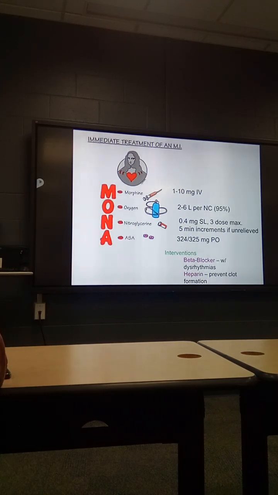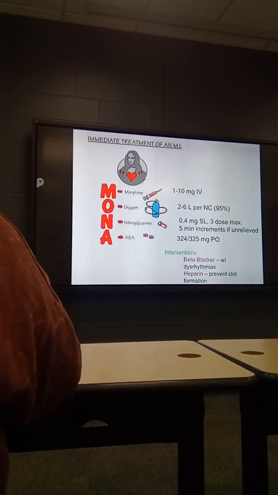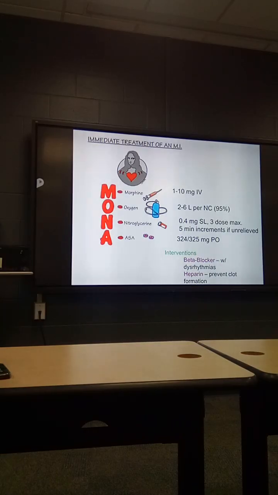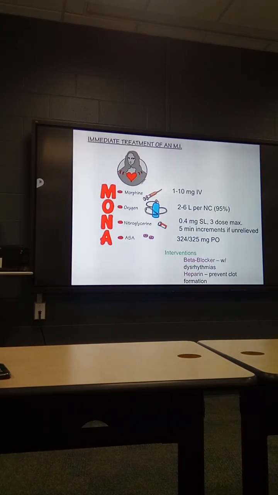Other interventions, beta blockers, because that decreases the oxygen demand, and if they have any dysrhythmias associated with that. And I'm starting to see more heparin boluses and drips. If someone's coming in with a ST elevation MI, they'll get heparin, like a 3,000 bolus, in the emergency room before they go to the cardiac cath, just because we want to decrease any clotting factors. That's becoming more the norm practice right now.